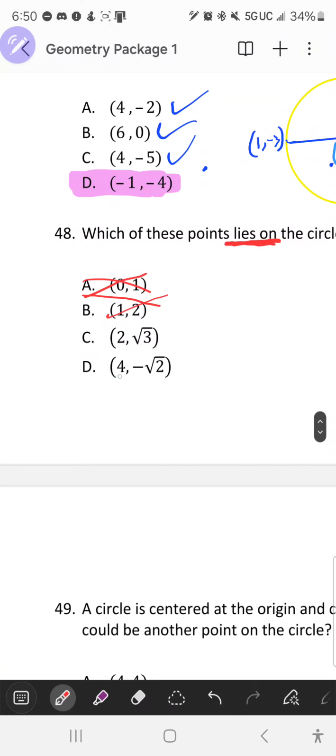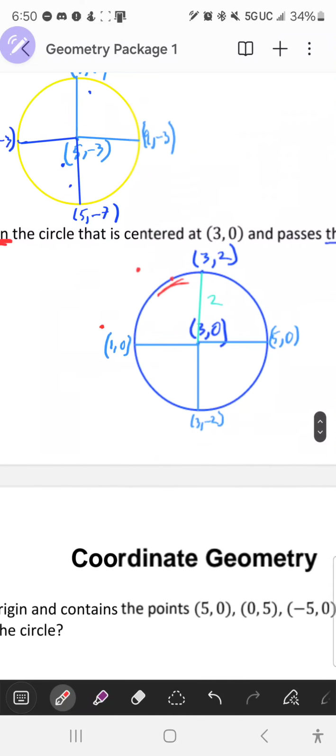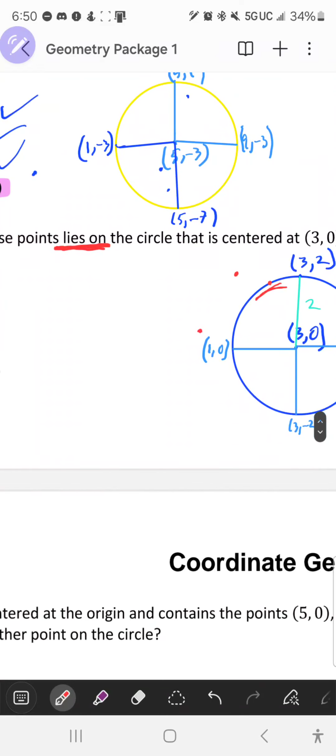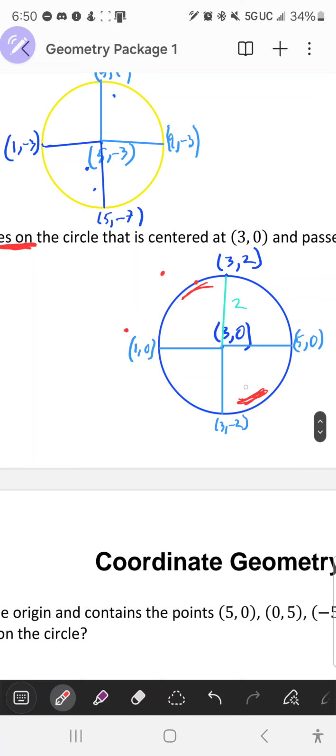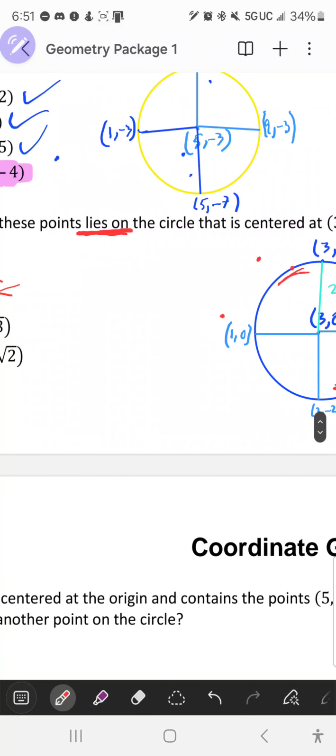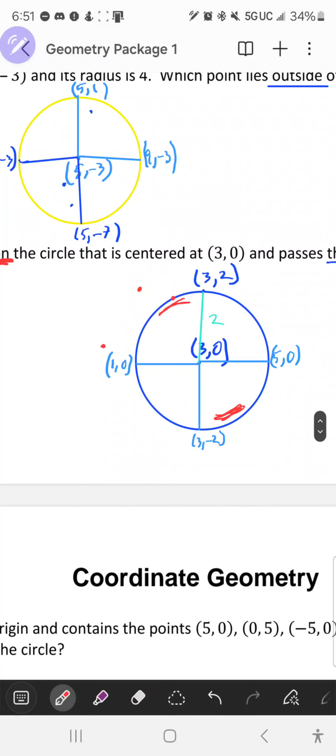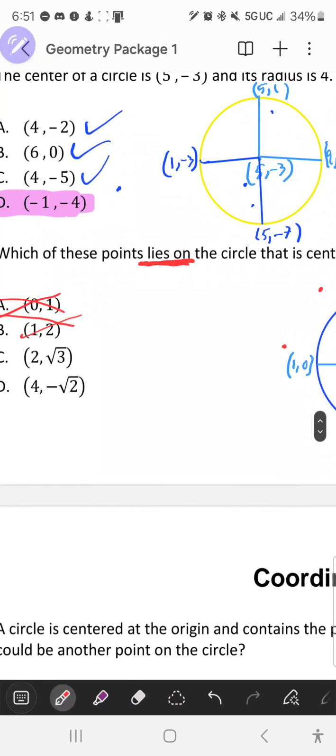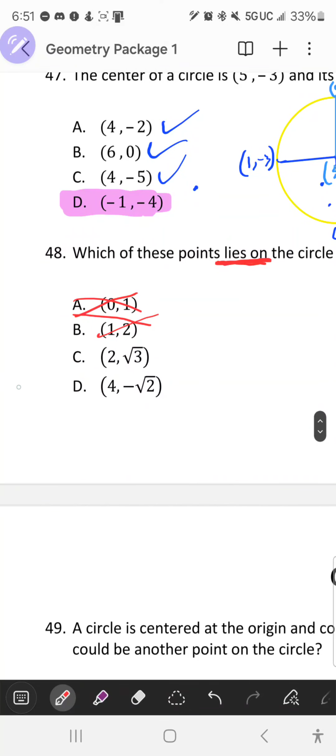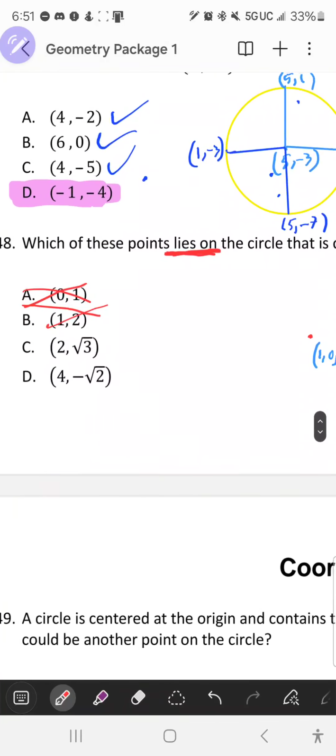And then 4 comma negative square root of 2. So I go here 4, and I say negative square root of 2 is going to be 1 point something as well. So it's going to be over here. Now, it is asking which point lies on the circle. We already know that the radius is 2, so what we can do is just calculate the distance between this point and the center and see which one equals it.